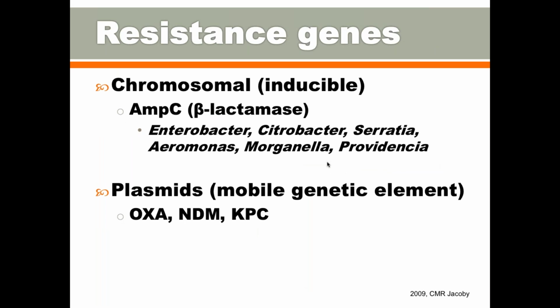Talking a little bit more about some of these particular mechanisms, you think about chromosomal and plasmid-based resistance genes, chromosomal being things like AmpC that you see in these organisms listed here, Enterobacter, Citrobacter, Serratia, etc., sort of the SPACE organisms. Plasmids, these resistance mechanisms, you can think of things like NDM, KPCs, OXA-48, etc.